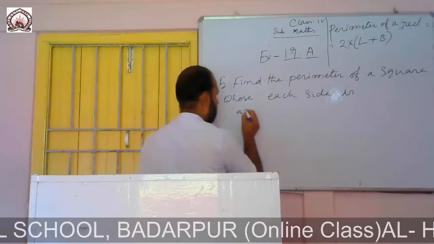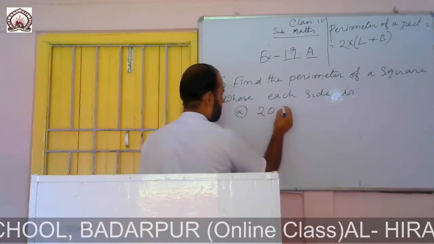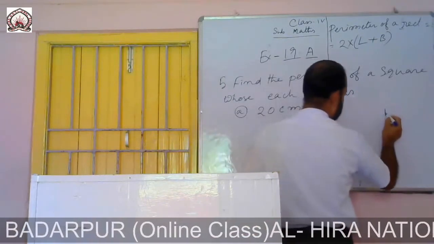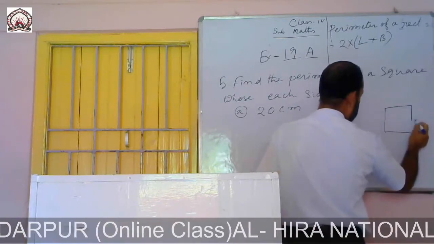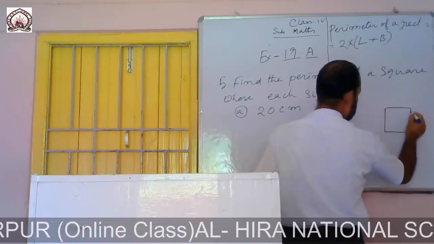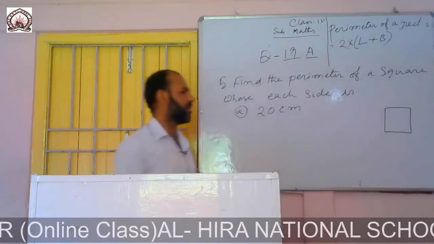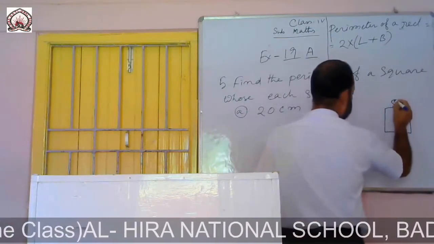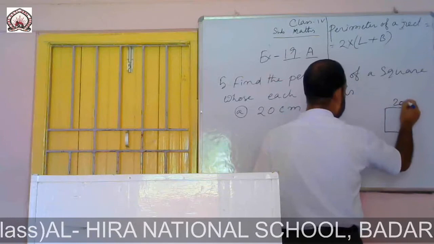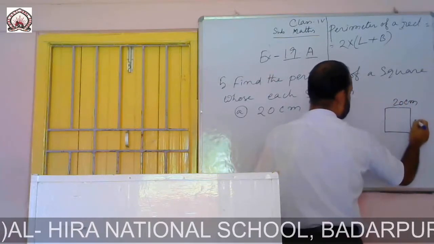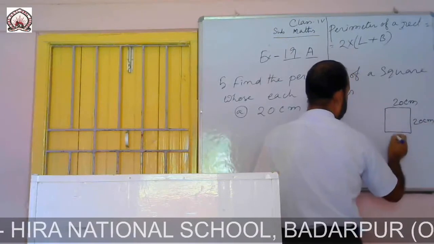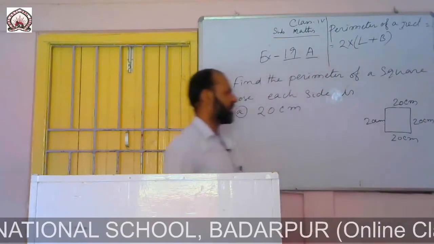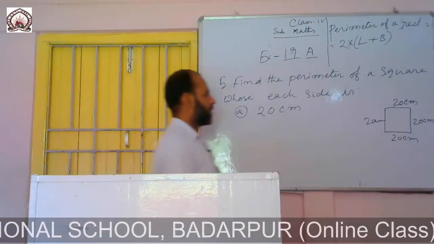question number A, 20 centimeter. So we take out the perimeter of a square. We know a square has all sides equal. All the 4 sides are equal. So if one side is 20 centimeter, then all sides are 20 centimeter.